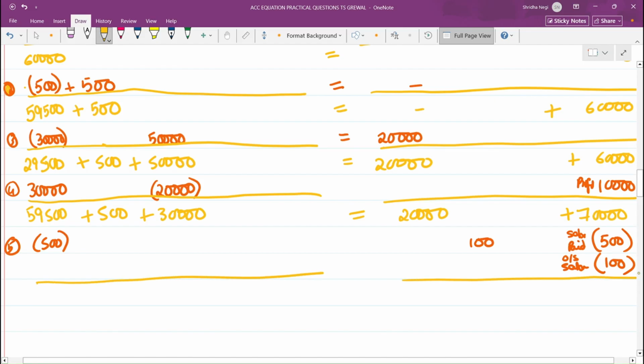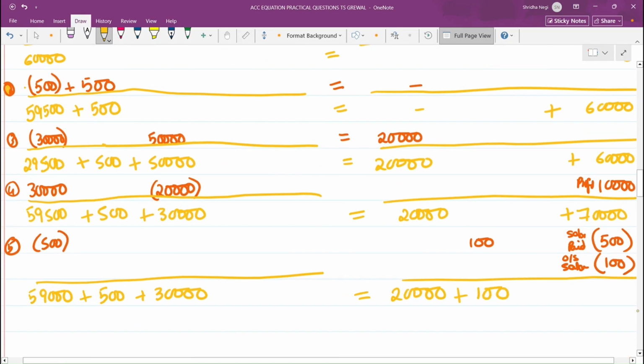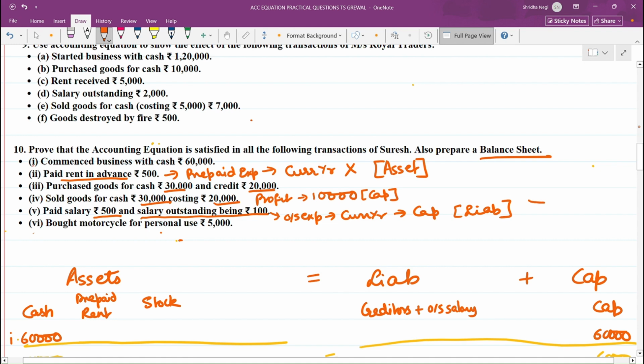Let's see. ठीक है, तो यहाँ पे your cash will decrease by 500, तो ये कितना हो जाएगा 59,000 plus 500 is your prepaid rent, then stock is 30,000, is equal to 20,000 are your creditors, and outstanding salary is 100, and your capital is how much now, 600 minus करना है 70,000 में से, तो कितना हो गया 69,400. ओके, now यहाँ पे equal to sign. So this is an important one here.